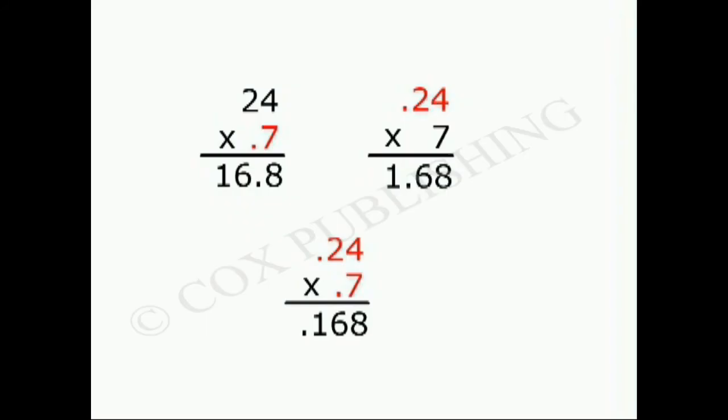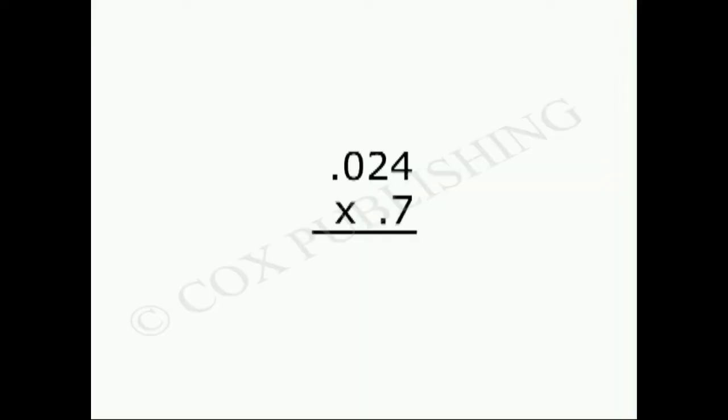Very good. Again, the only difference in these 3 problems is where the decimal points are in the problems and in the answers. Now let me change the problem a little bit. What if I had to multiply 24 thousandths times 7/10? 24 times 7 is still 168, only now we have 4 decimal places altogether in our problem. 3 places in the top number and 1 place in the bottom number to make a total of 4 places.